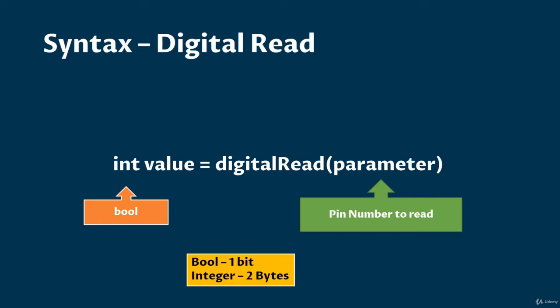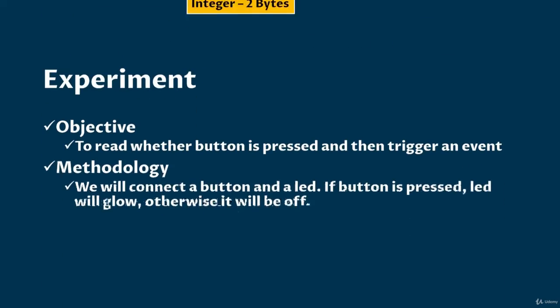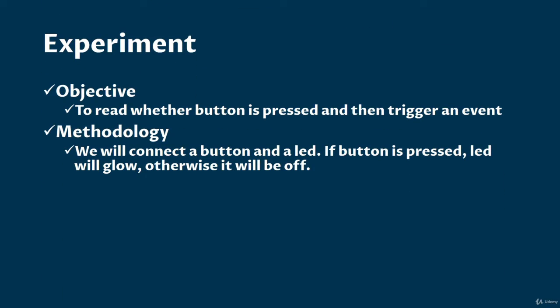To clear all the concepts, I'll do an experiment with a push button. My objective is clear. My objective will be checking whether the button is pressed or not. If pressed, then trigger an output. And to do that, my methodology will be continuously checking the status of the button. If it is pressed, then switch on a LED. And if it is not pressed, then switch it off.